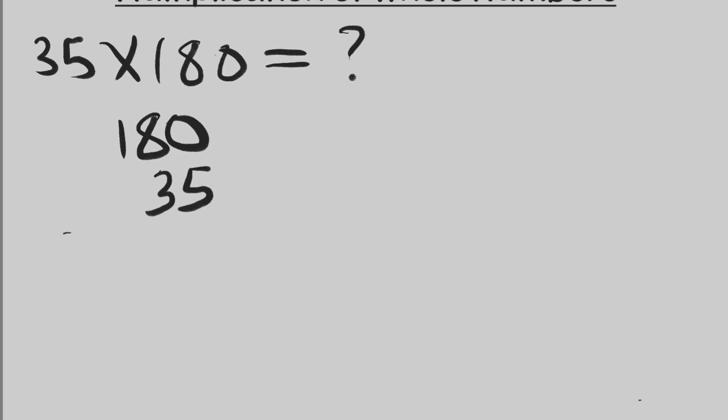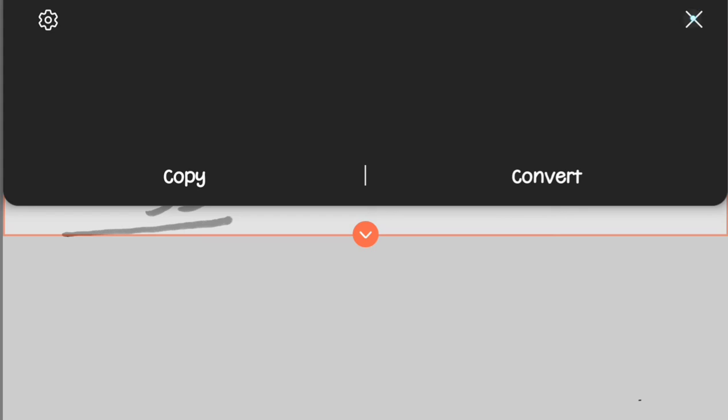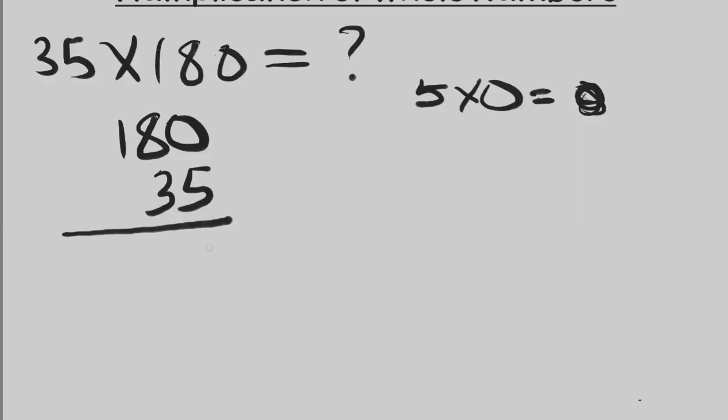Okay. So now let's start. The same thing we did, we're going to start from the bottom, multiply by the rightmost first. So that will be 5 times 0. 0 multiplied by any number is 0. So this is going to be 0. Okay. So we're going to write 0 right here. Okay. We want to do the same thing. 5 times 8. 5 times 8 is 40.